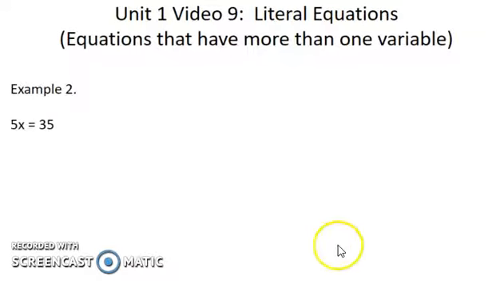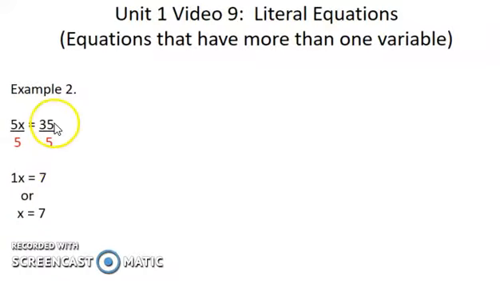Here's another example. Again, let's look at one with only one variable. X is being multiplied by 5. What is the inverse of multiplication? That's right, it's division. We'll divide by the coefficient of 5. And what I do to one side, I do to the other. So now I have 5 divided by 5 in front of the x, which is 1.